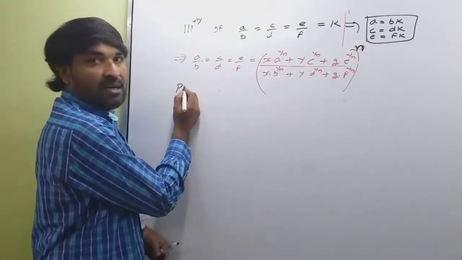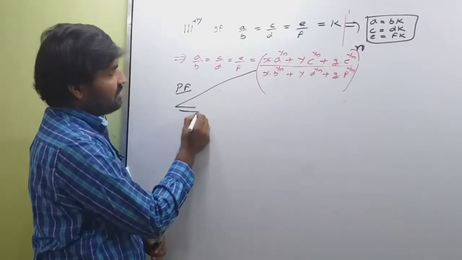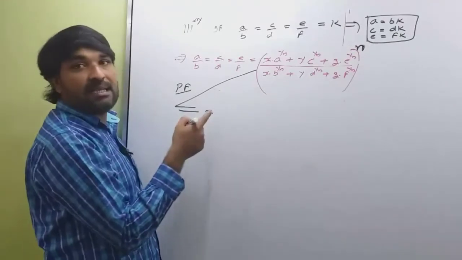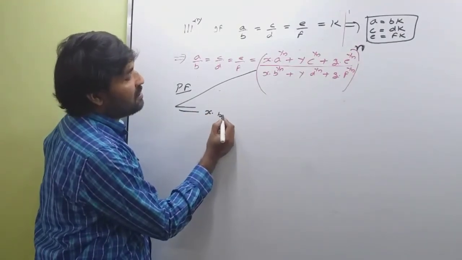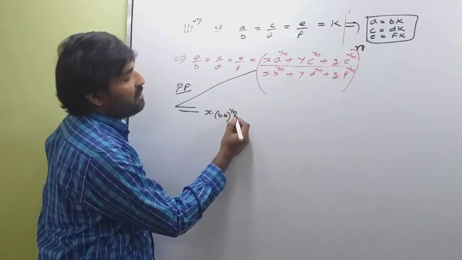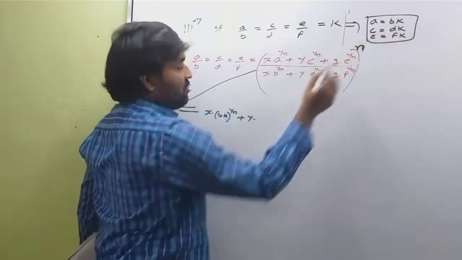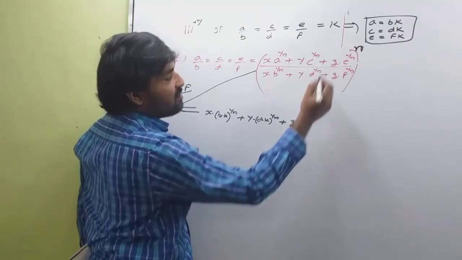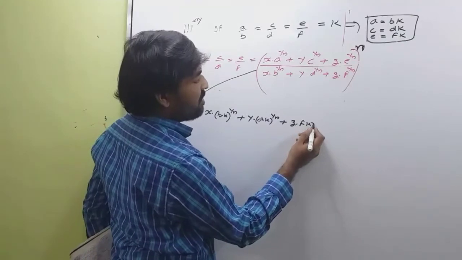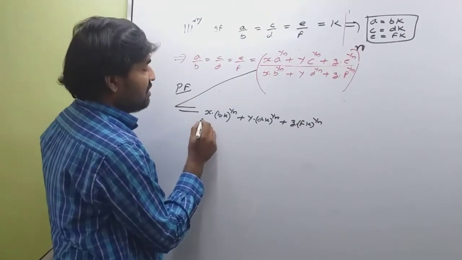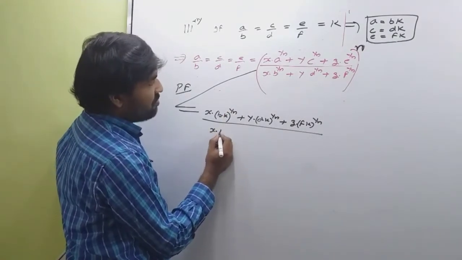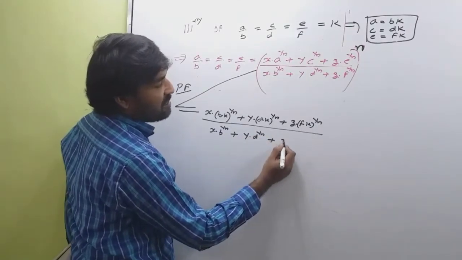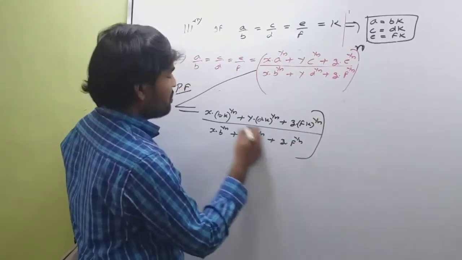Now the proof of this. This is equal to X into, instead of A, I can take B into K. So A is replaced by B into K. That is B into K whole raised to 1 by N plus Y into, C is equal to D into K, D into K the whole raised to 1 by N plus Z into, E is equal to F into K, that is F into K whole raised to 1 by N. This is all divided by X into B raised to 1 by N plus Y into D raised to 1 by N plus Z into F raised to 1 by N, the whole raised to N.